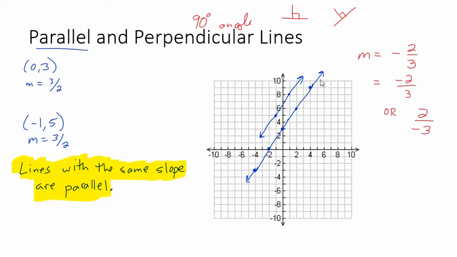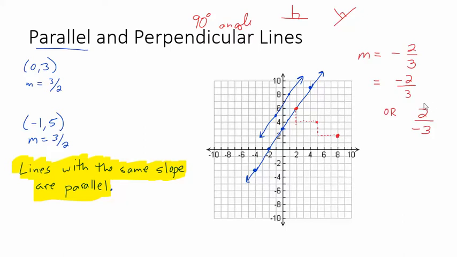So I could pick any point on this line. It doesn't matter. Let's pick this one. And now I'm going to do this slope. So I'm going to rise -2, run +3. So I'm going to go down 2, and right 3 and make a dot. Then I'm going to go down 2 and right 3 and make another dot.